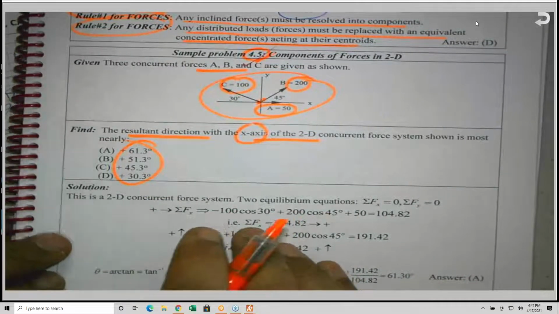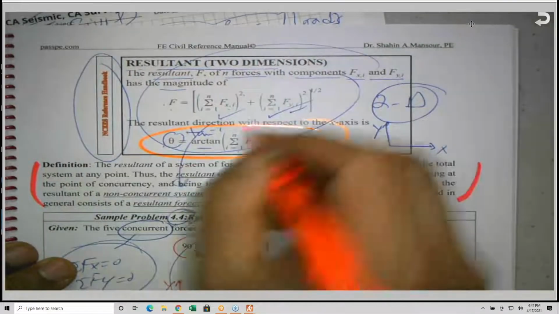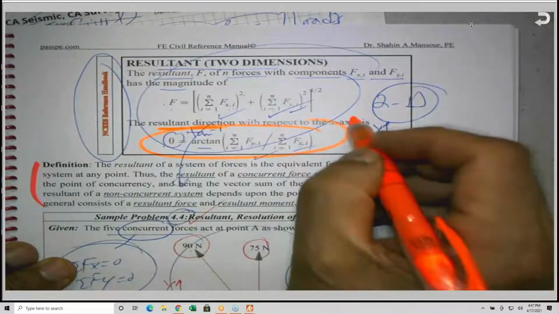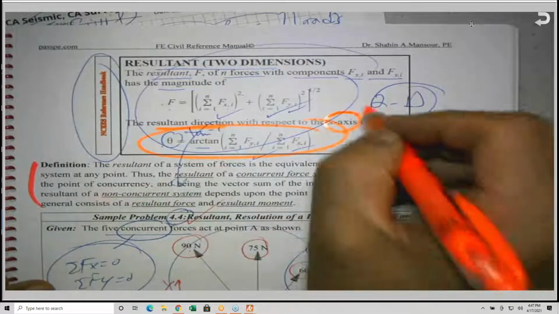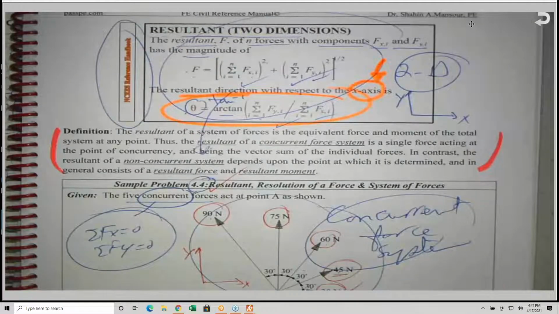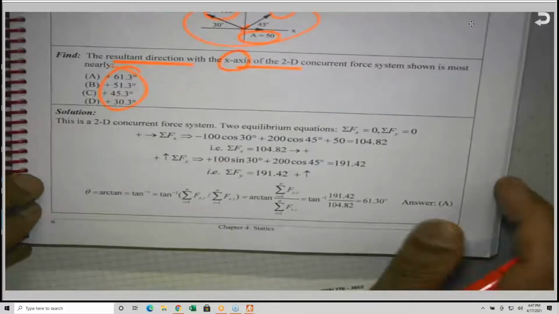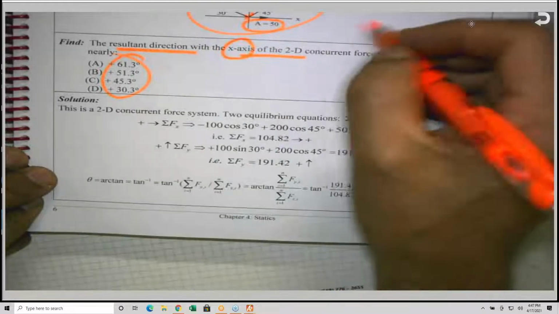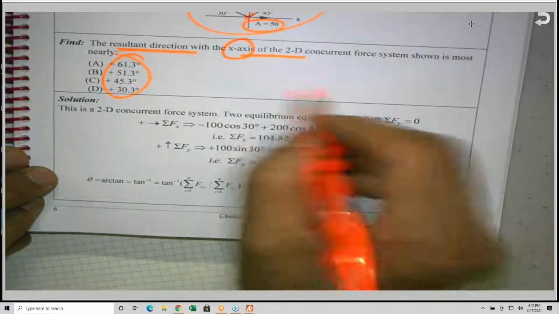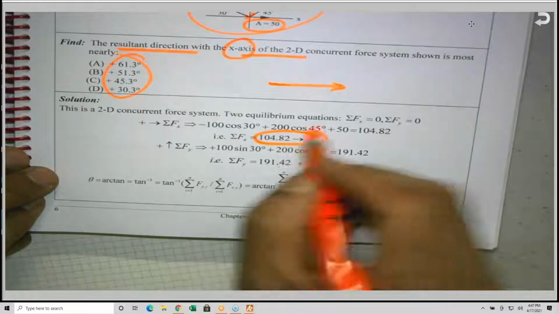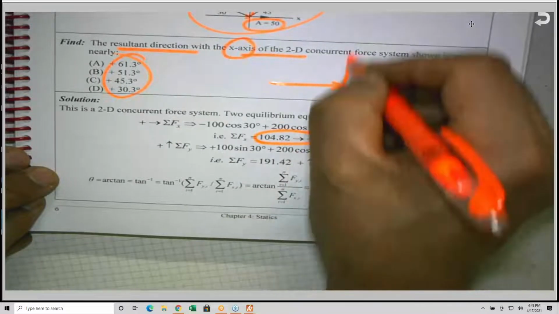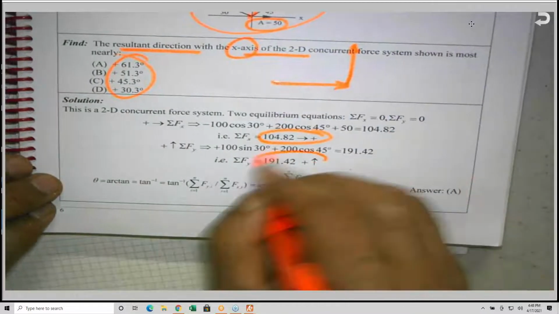In order to get the direction, I will use the previous equation that's given in the NCEES, the angle theta. This will give us the direction. The resultant direction with respect to what? With respect to x. Pay attention to this. But he could ask you for the direction with respect to y, so you have to be careful which angle he's looking for, because these forces will be replaced by one force. I have the x component like this, in the positive, and the y component will be like this, which is in the positive.